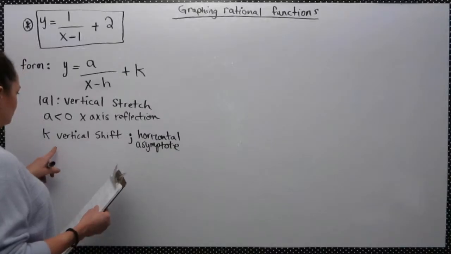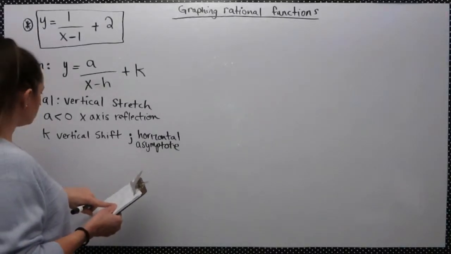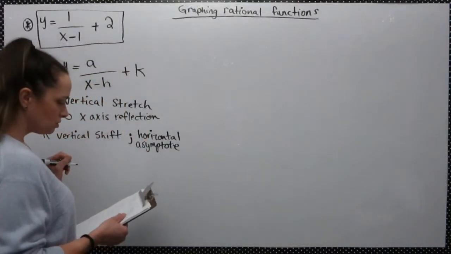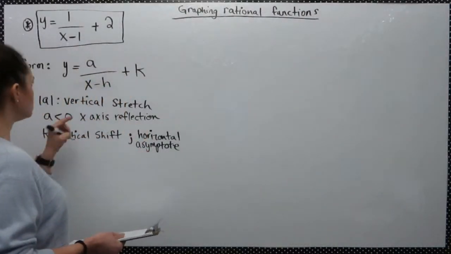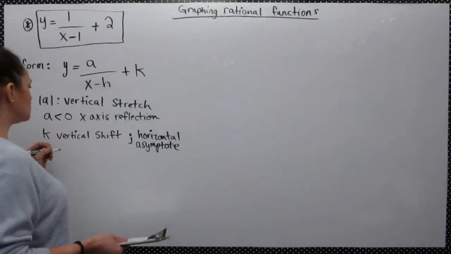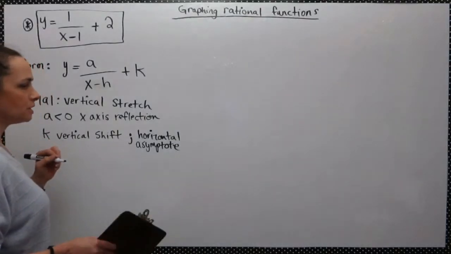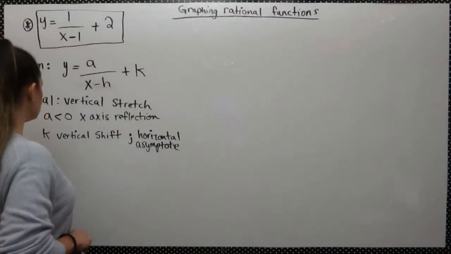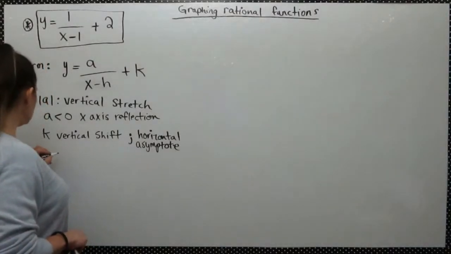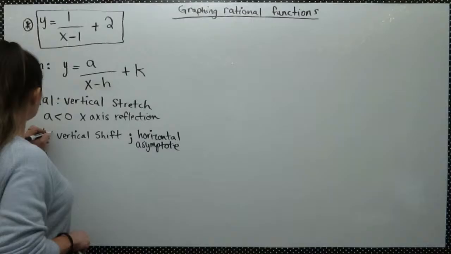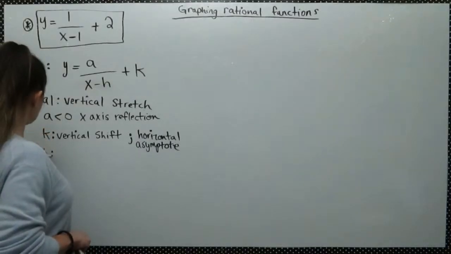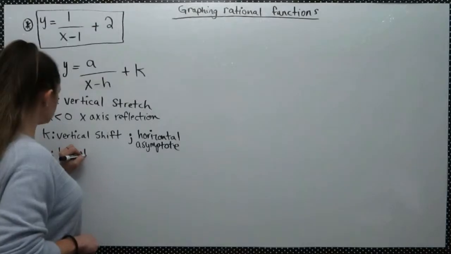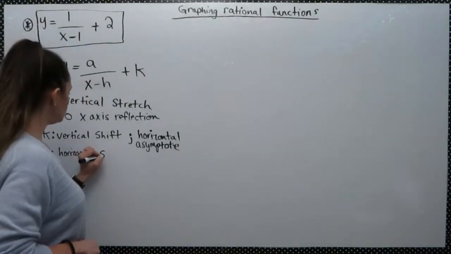All right. Okay, so we've got vertical shift, horizontal asymptote. We have h is your horizontal translation here. So I'm going to say horizontal shift, because what it's doing is translating it, moving it from the left to the right. So h is your horizontal shift.